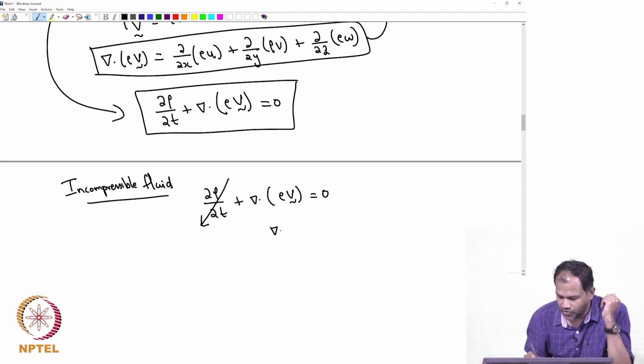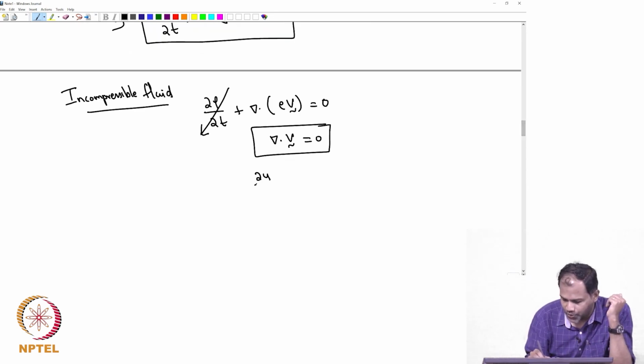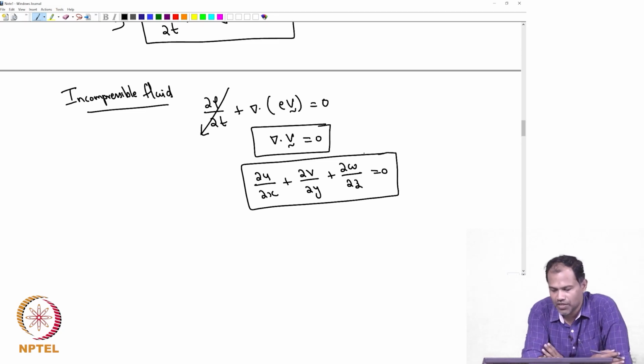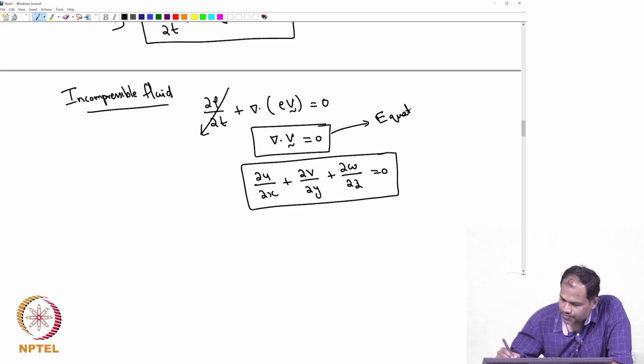So, that basically gives you the divergence of V is equal to 0, or in Cartesian coordinates you will write it as dou u by dou x plus dou v by dou y plus dou w by dou z is equal to 0. So, this is the mass conservation equation, and it is very simple to write. Because it is the divergence of V, this is typically also called the equation of continuity.